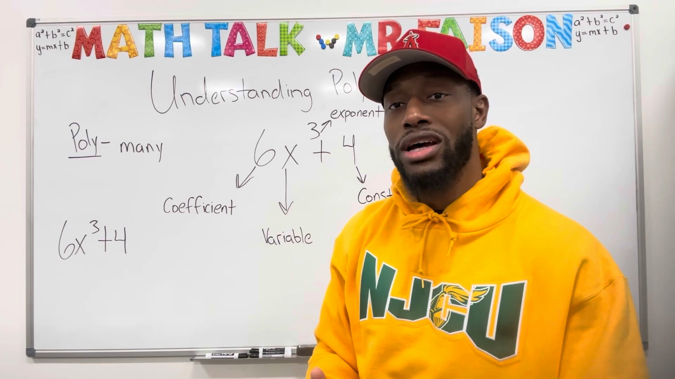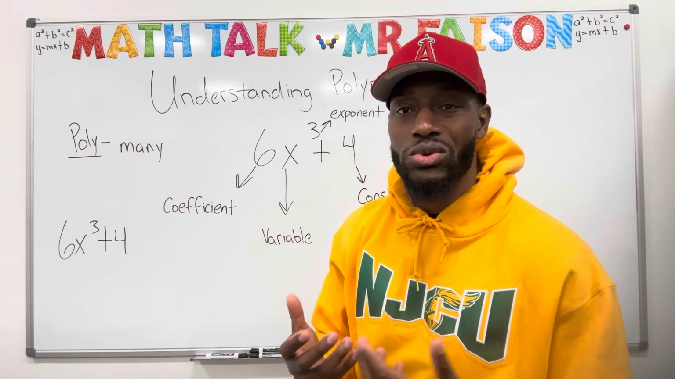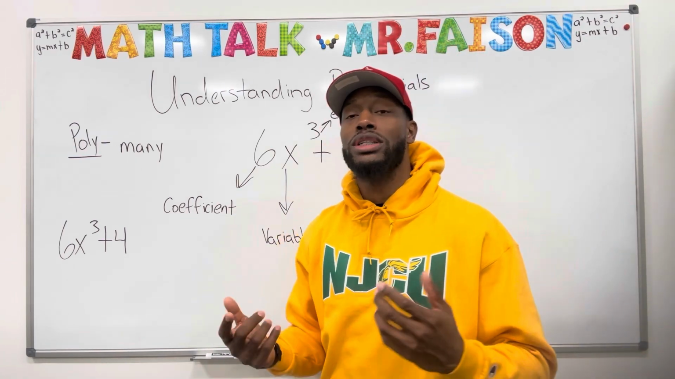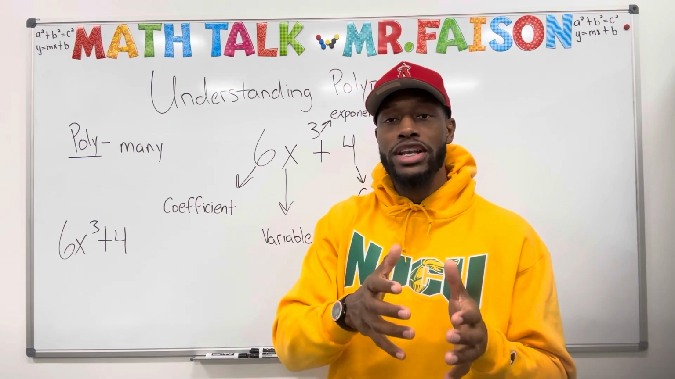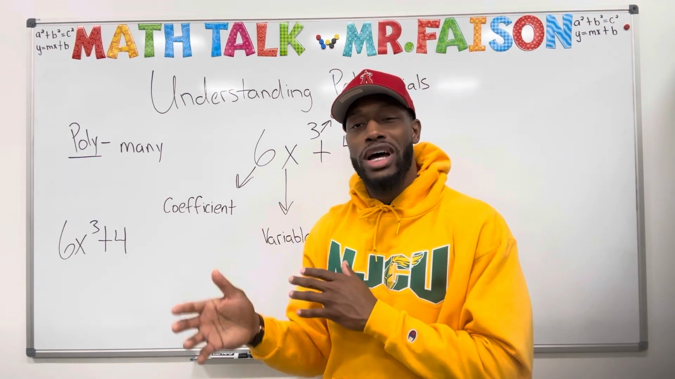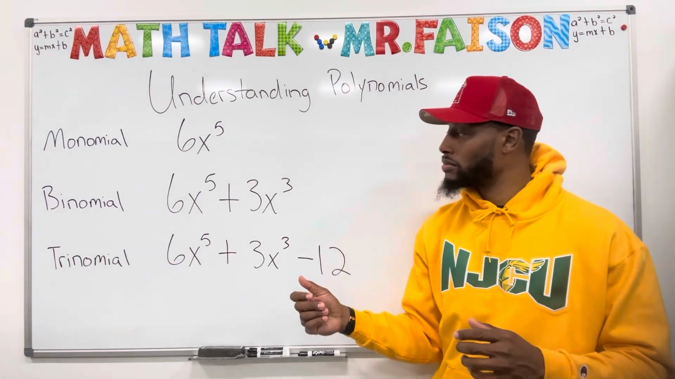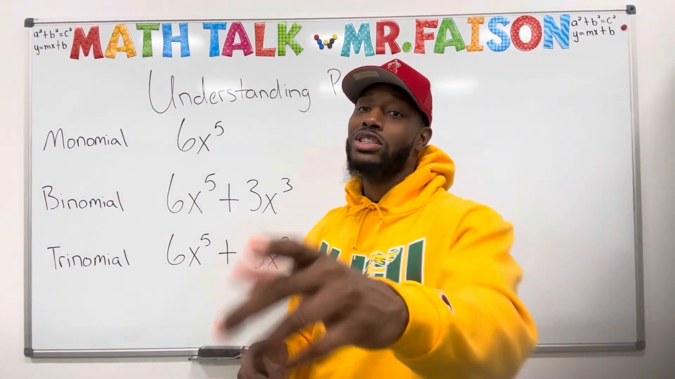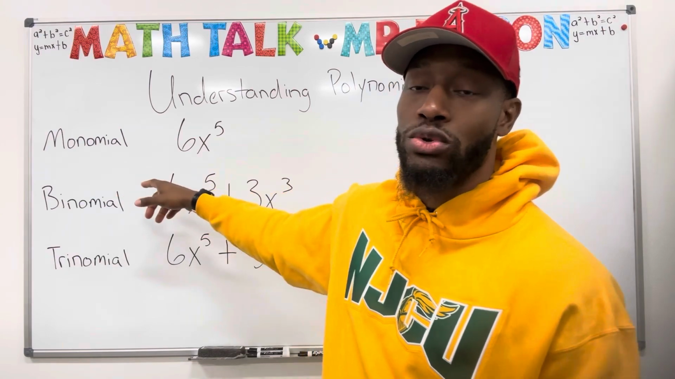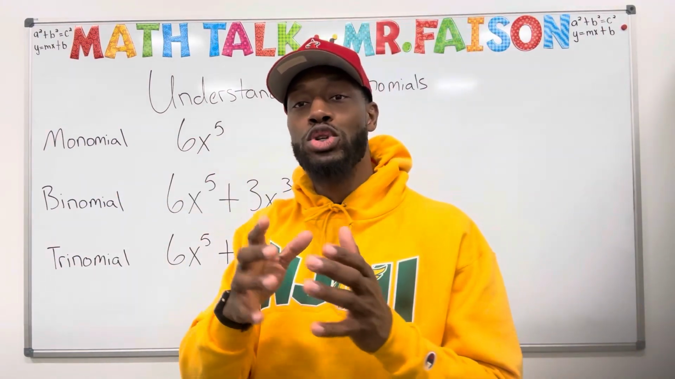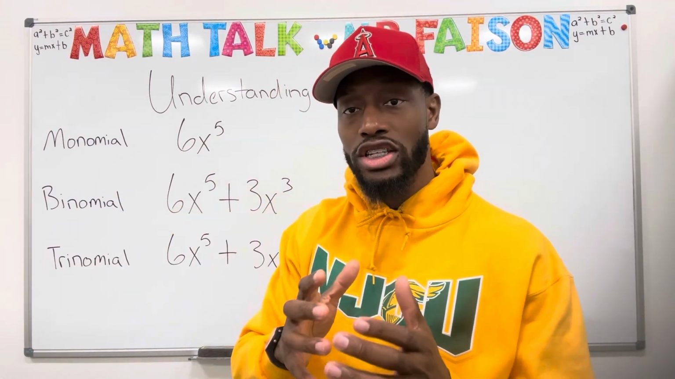Now that we have an understanding of what's going on there, I want to jump into breaking down monomials, binomials, and trinomials. What are those? Check this. We have a monomial. That means it's going to be a polynomial with one term. A polynomial with one term.